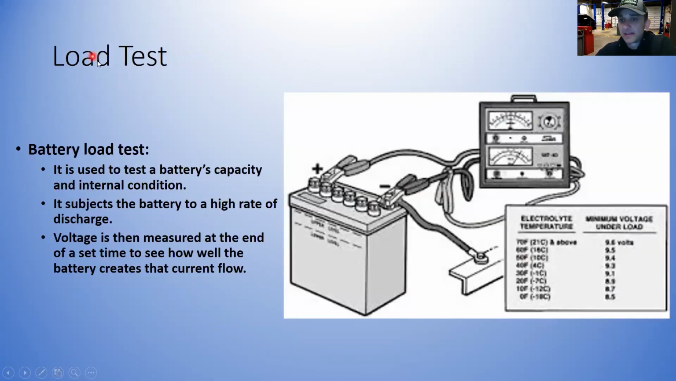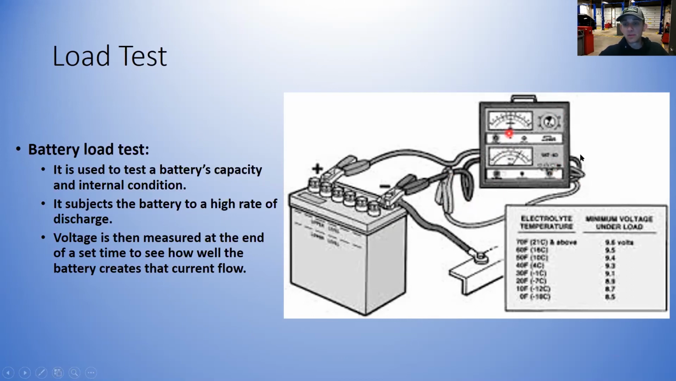Then the heavy load test. This gives you more of an accurate reading of what the battery's capacity and internal condition is. It's subjecting the battery to a high rate of discharge. So you're putting an extreme load on the battery, and then you're determining if that battery can resist that load and how quickly it can recover from that load. So voltage is then measured at the end of a set time to see how well the battery creates that current flow. The disadvantage to a heavy load test is you're actually stressing the battery while you're testing it.